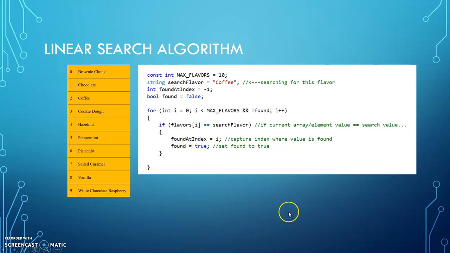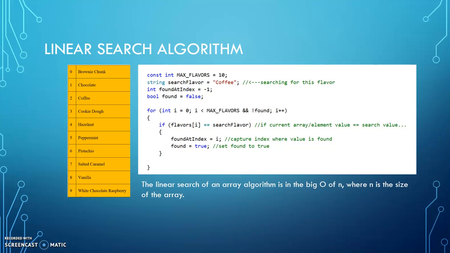So that's the linear search algorithm, and we would say the linear search of an array algorithm, this one here, is in the big O of n, where n is the size of the array. It's pretty straightforward, and we express it as big O of n. We would say that this algorithm executes in linear time.